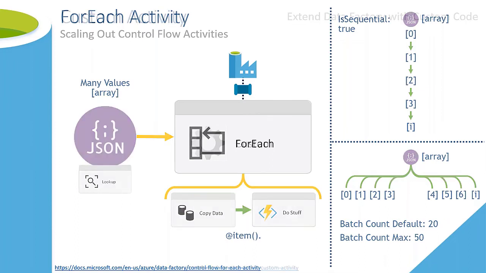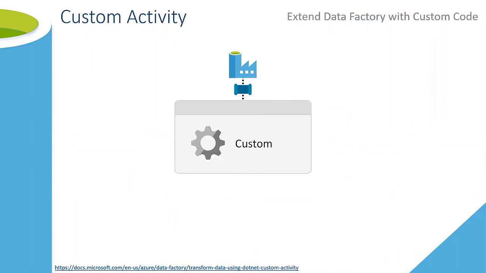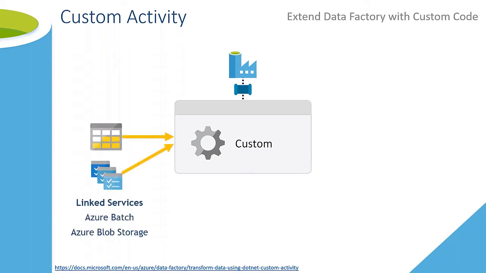Okay. Let's move on then to the third activity I want to call out for you, and that is the custom activity. And the custom activity is where we can extend our Data Factory with any custom code that we care to write. And our custom activity on its inputs will need a linked service to some Azure Blob Storage and a linked service to the Azure Batch service.